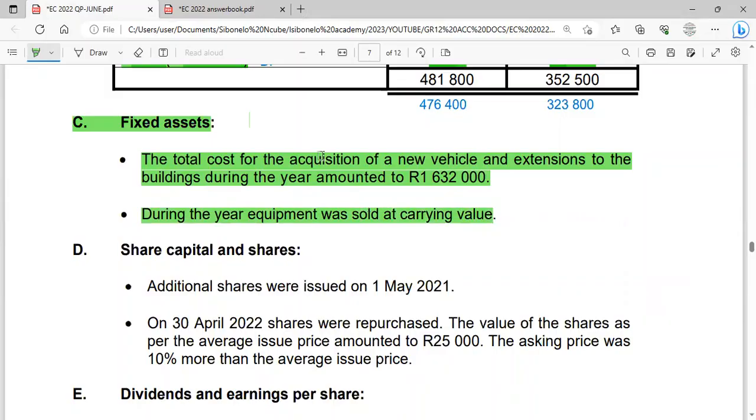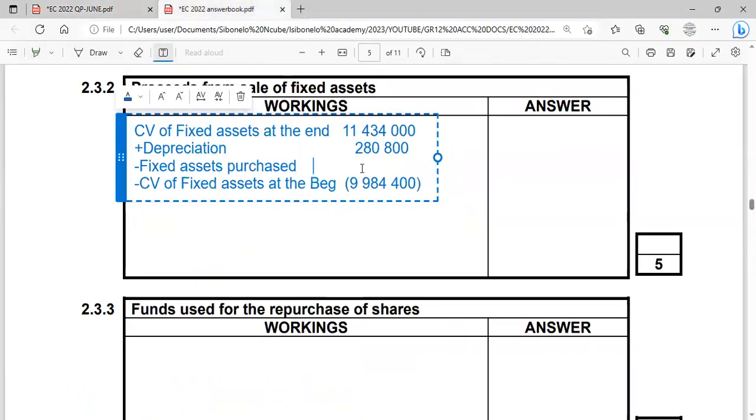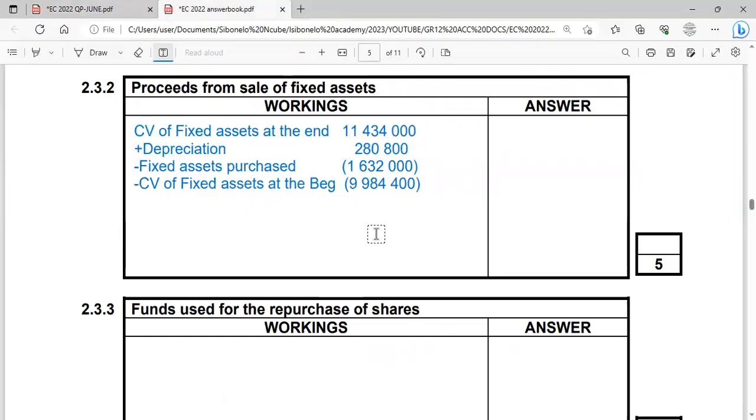Okay, so this is the total cost for the purchase of new vehicles and extension to the buildings. So the total cost amounted to 1,632,000. So these are additions. So we subtract 1,632,000. So the company purchased the new vehicle and extended the building. So the total cost amounted to 1,632,000. So now when you punch the calculator here, you will get the proceeds from sale of fixed assets.